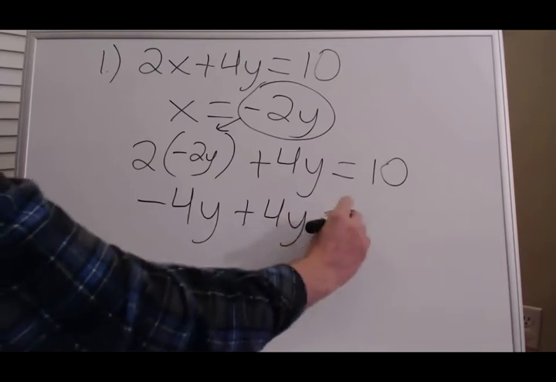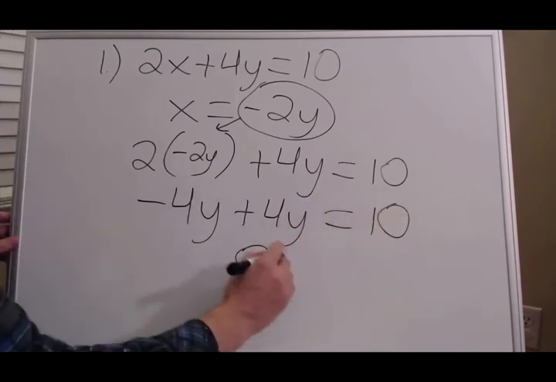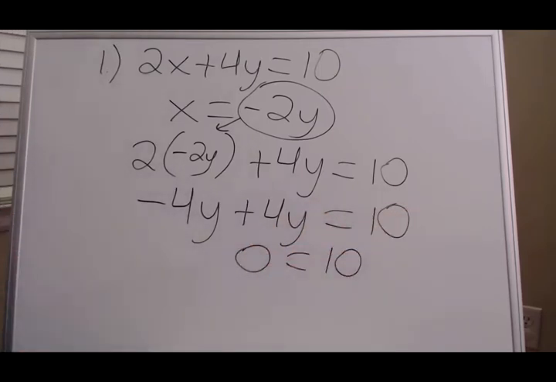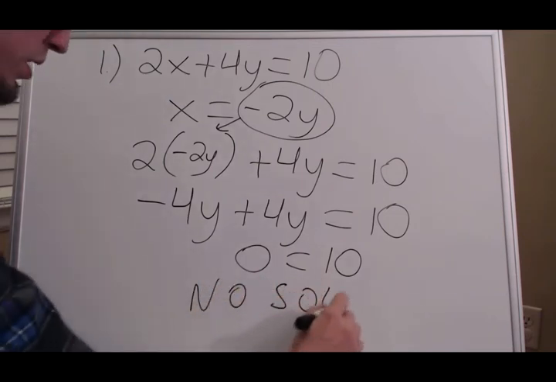When we add 4y to that, it cancels out, and we're left with 0 equals 10. This is not a true statement, so we get no solution.